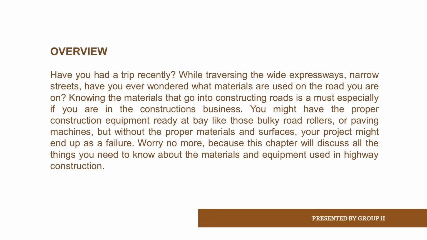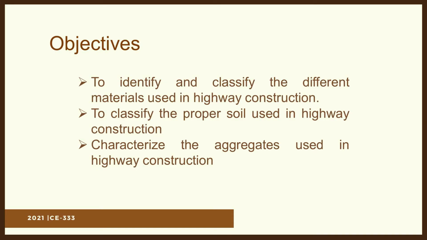Well, worry no more, because this chapter will discuss all the things you need to know about the materials and equipment used in highway construction. Here are the objectives for this topic: to identify and classify the different materials used in highway construction, to classify the proper soil used in highway construction, characterize the aggregates used in highway construction, evaluate the main components of a highway pavement, and lastly, to familiarize the equipment used in highway construction.